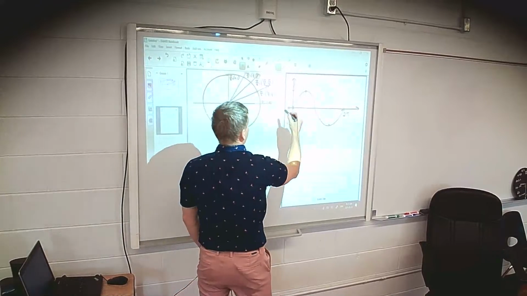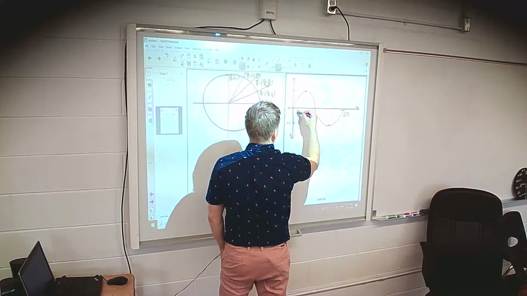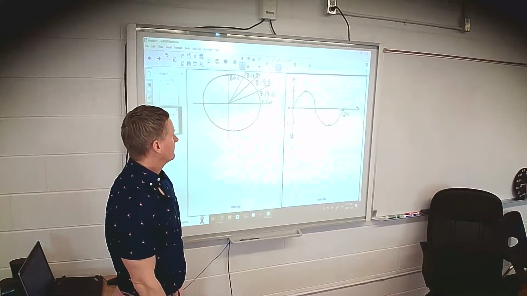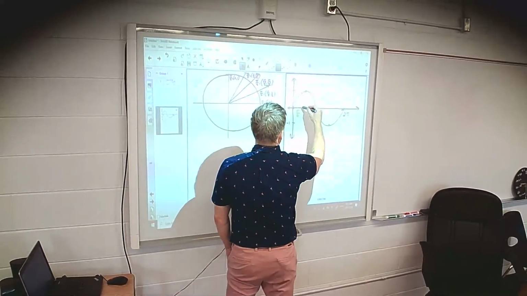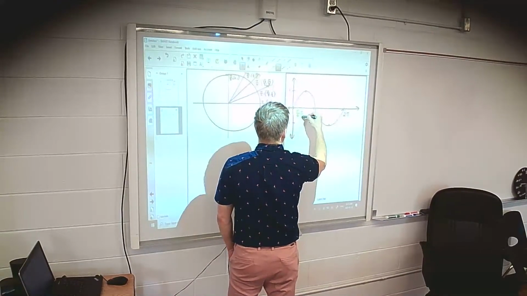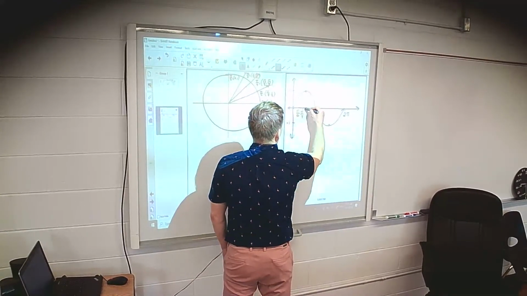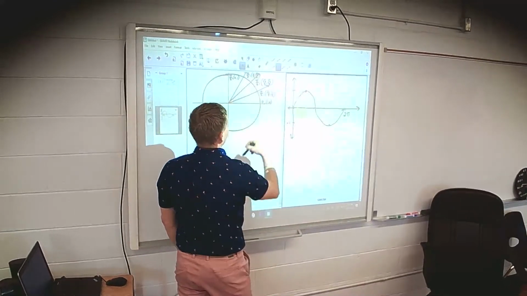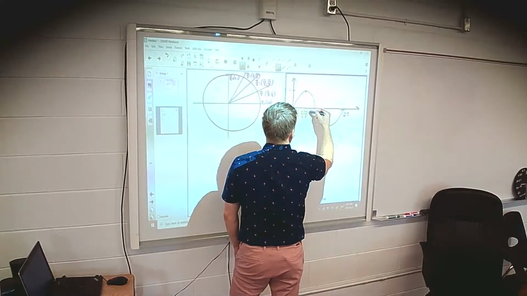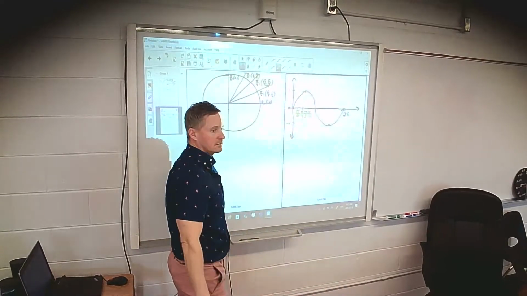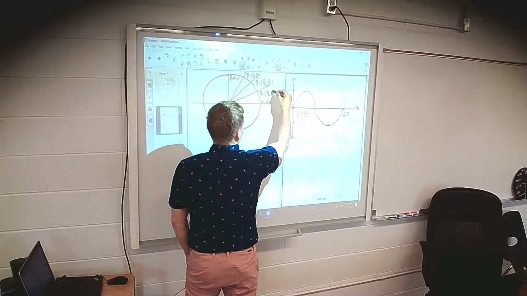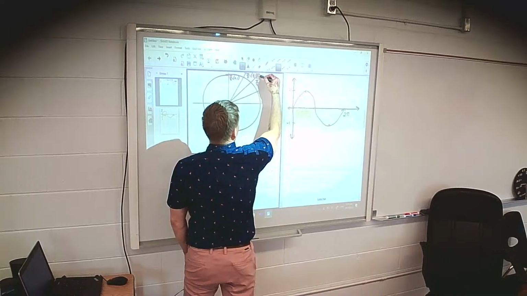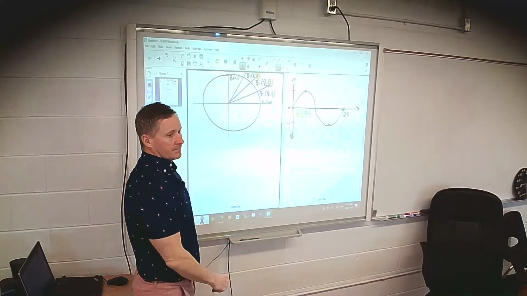Okay? So at pi over 6, it's 1/2. Right? At pi over 4, it's root 2 over 2. At pi over 3, I'm cramming it in, pi over 3, it's root 3 over 2. And at pi over 2, the halfway point, it's 90 degrees. So this is where it comes from: 1/2, root 2 over 2, root 3 over 2, and 1.